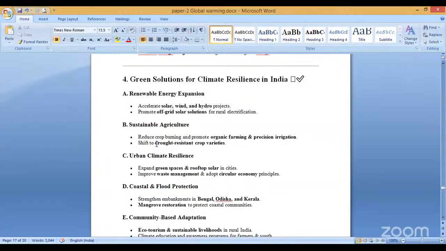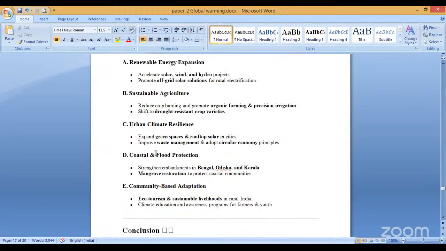Coming to the third one, urban climate resilience: expand green spaces and rooftop solar in cities, improve waste management, and adopt circular economy principles. Coastal and flood protection: strengthen embankments in Bengal, Odisha, and Kerala, and restore mangroves to protect coastal communities. Community-based adaptation: ecotourism and sustainable livelihoods in rural India, and climate education and awareness programs for farmers and youth.